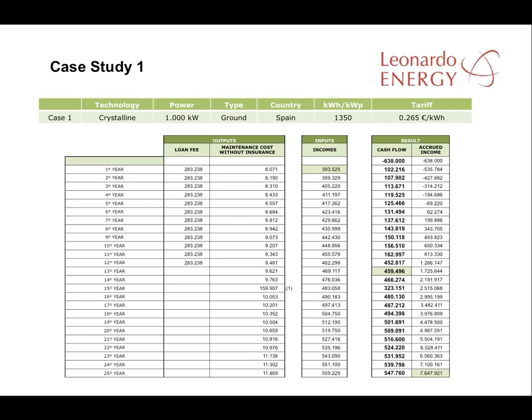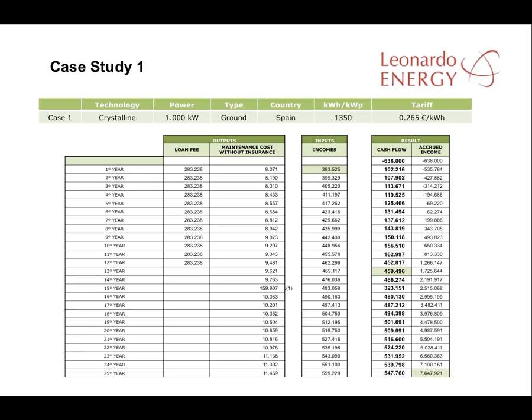Here is an analysis of the profitability of the first case study, the 1 megawatt capacity ground-mounted crystalline module plant in Spain. There are Excel versions of each of these case studies available for download. The analysis should be made over 25 years, the typical lifetime of a PV plant. Installations can last more than 25 years, so any revenues after the 25th year will be unfettered income.